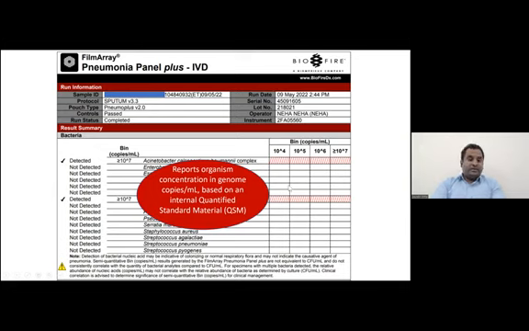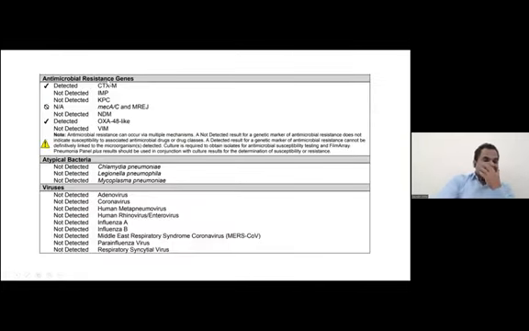Next, it tells you if any atypical bacteria are not detected, and if any virus is also not detected. Once you have identified the two organisms, what are the resistance genes? In this one, the CTX-M gene has been detected, and the OXA-48-like gene has been detected. So there are 8 antibiotic resistance genes which a BioFire panel can give you.